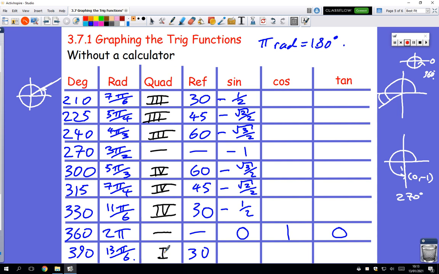390 back into the first quadrant. All of these things are positive. Okay, so remember, when we're finding sine, cosine, and tan of an angle, we look at the quadrant and the reference angle. Cosine of 210 is in quadrant 3. Cosine is going to be negative. It's going to be equal to the negative of cosine 30, which is negative root 3 over 2.